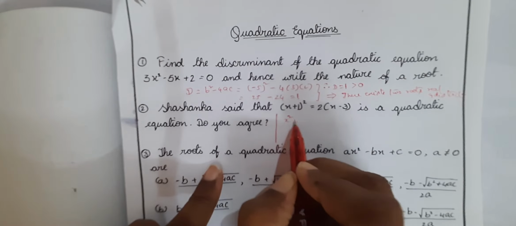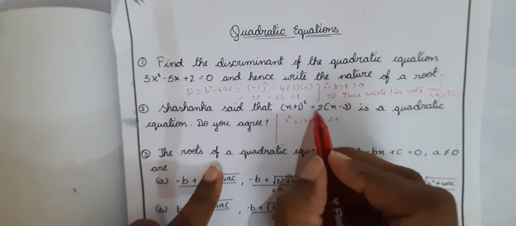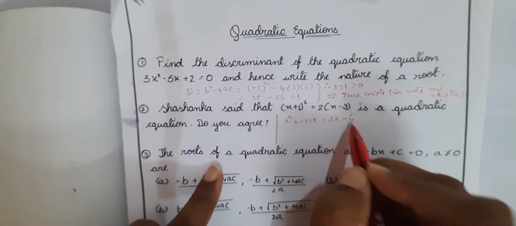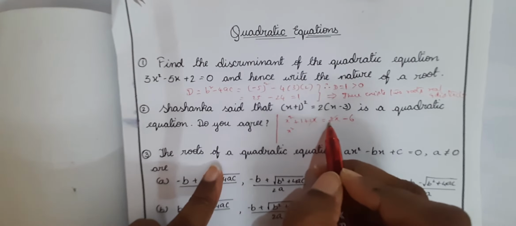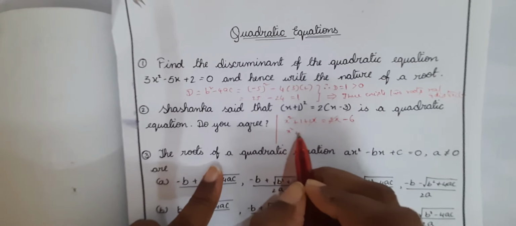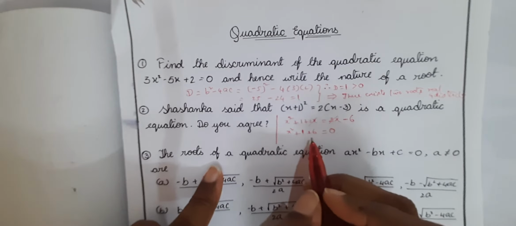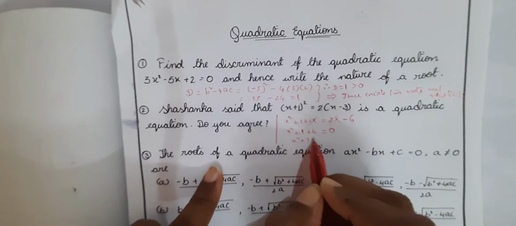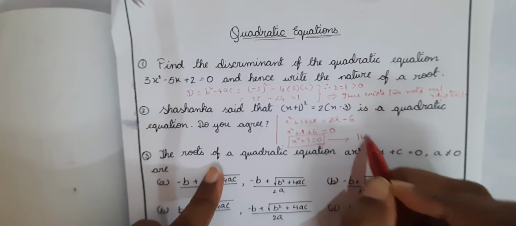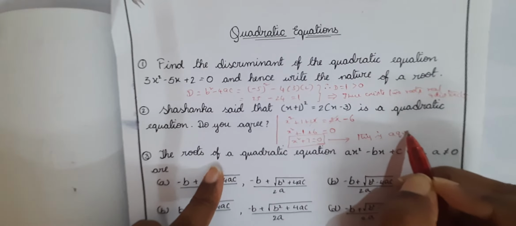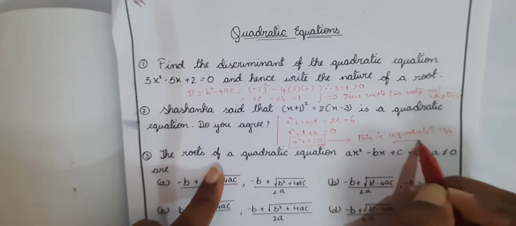Using the (a + b)² formula, x² + 1 + 2x = 2x − 6. Therefore x², now +2x on this side and 2x on this side will get cancelled. So +1 and −6 moving across, it will become +7 = 0, or x² + 7 = 0. Definitely this is a quadratic equation. Please note it down.